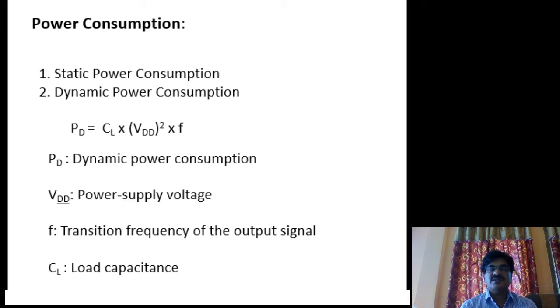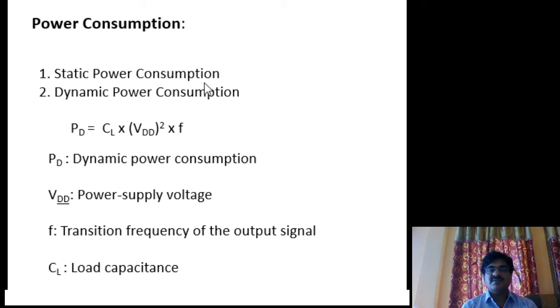Then coming to power consumption. Power consumption means the amount of power used by the circuit. There are two types of power consumption: one is static power consumption and another one is dynamic power consumption. When will you call the power consumption static? It means the power consumed by the circuit when there are no transitions. Transition means, as I said, changes from one state to another state. So without any transitions, the amount of power consumed by the circuit is referred to as static power consumption.